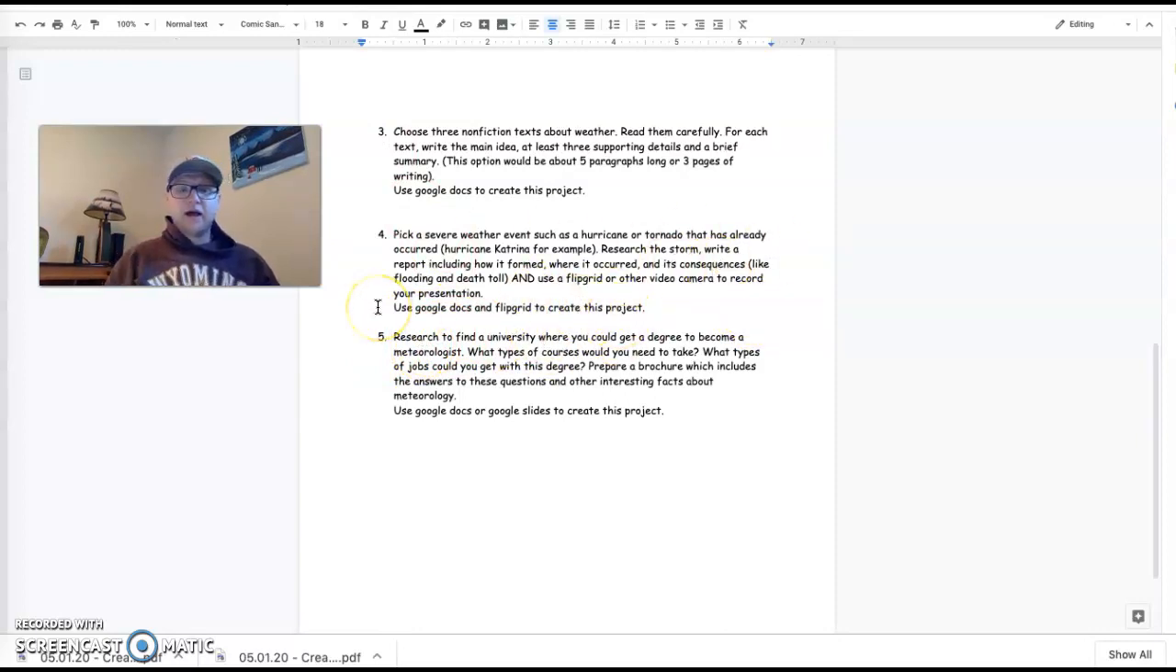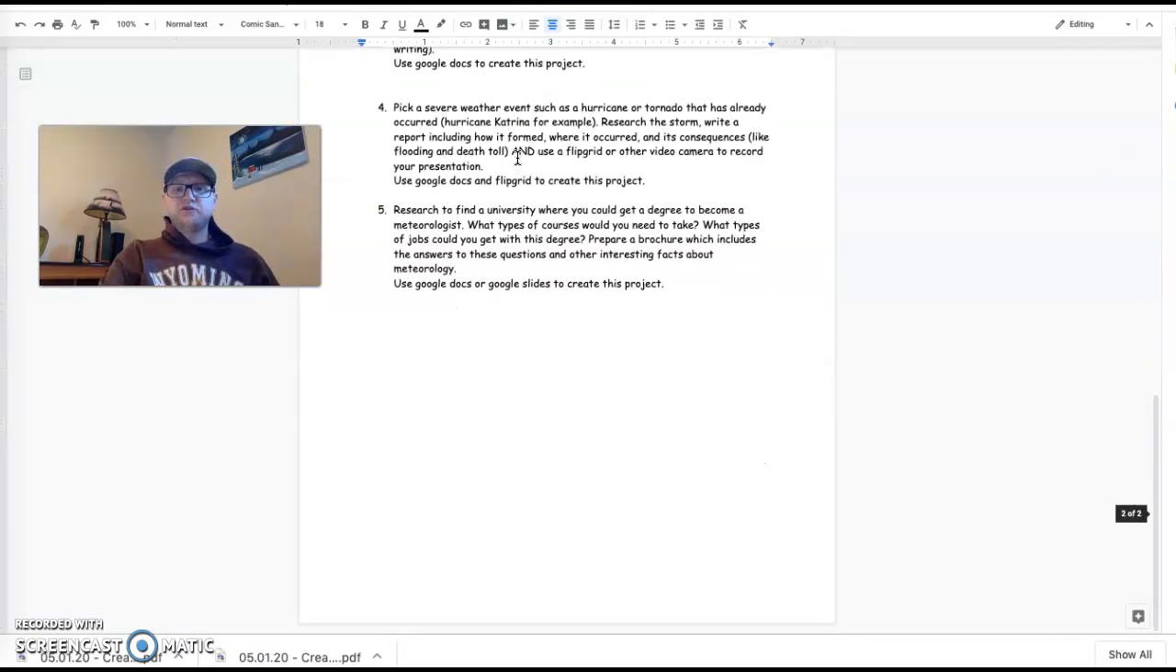And your 5th option is research to find a university where you can get a degree to be a meteorologist. So find a college that has a meteorology degree. Tell me what types of courses you would need to take and what types of jobs you could get with a meteorology degree. You're going to make a brochure which includes the answers to these questions and some interesting facts about meteorology. You're going to use Google Docs or Google Slides to create the brochure, and that would be your project.